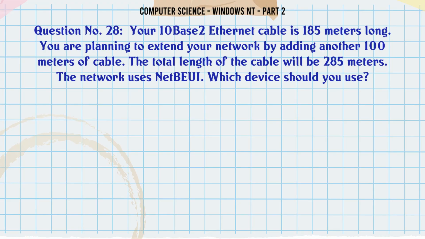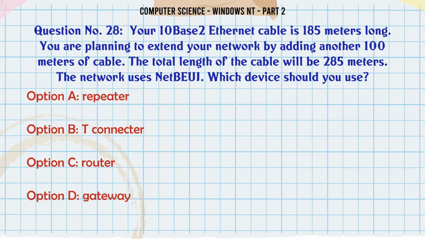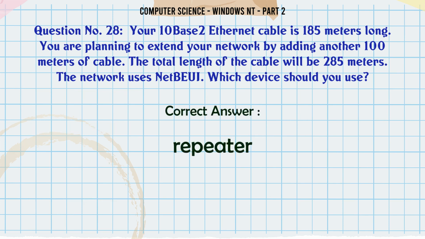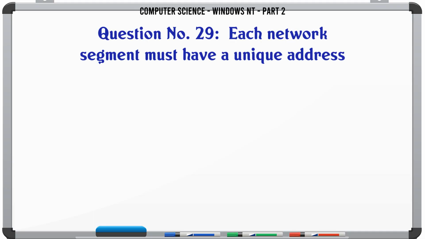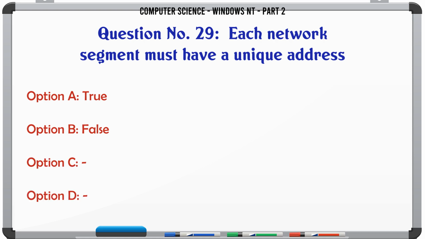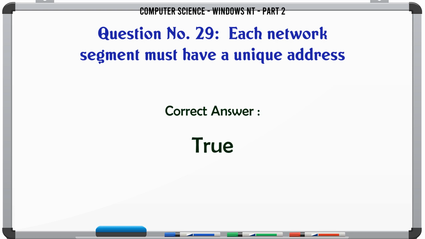Your 10Base2 Ethernet cable is 185 meters long. You are planning to extend your network by adding another 100 meters of cable. The total length of the cable will be 285 meters. The network uses NetBEUI. Which device should you use? A. Repeater. B. T connector. C. Router. D. Gateway. The correct answer is repeater. Each network segment must have a unique address. A. True. B. False. The correct answer is true.